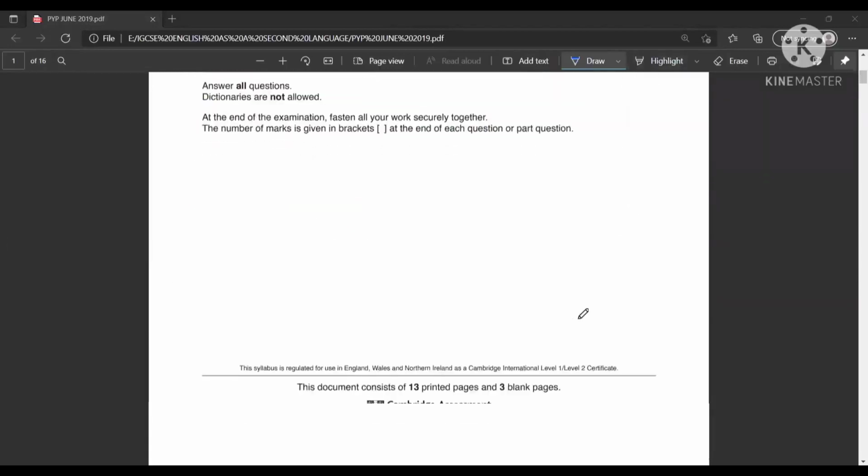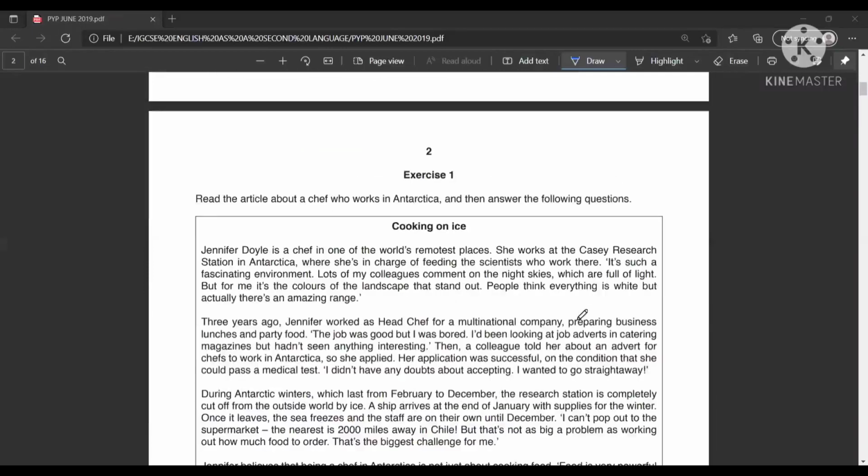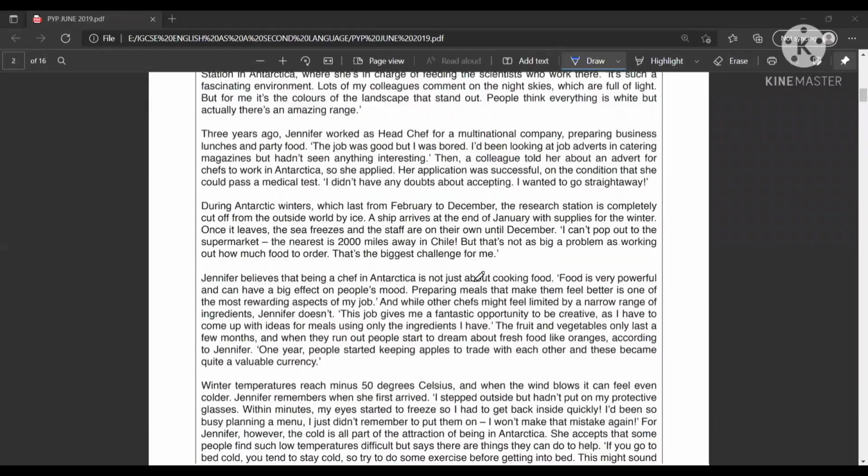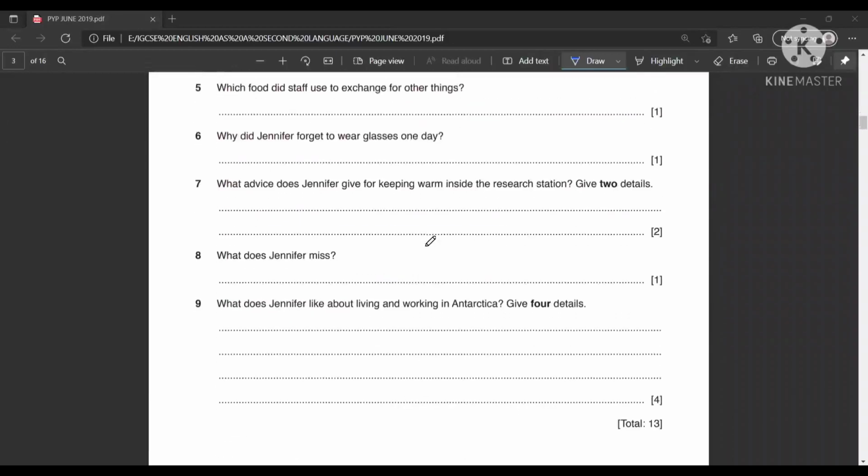There are questions in Exercise 1 from question number 1 to 8. It is similar for both the extended level students as well as the core level students. However, question number 9 is only for the students of the extended level.